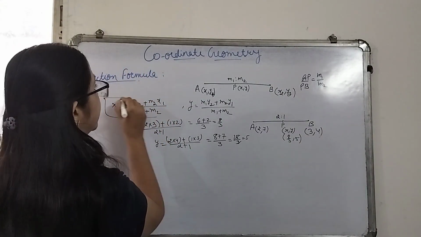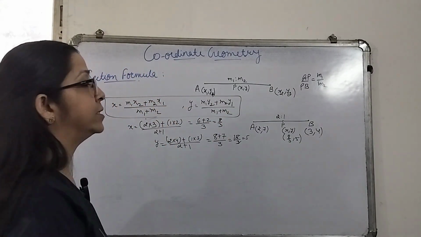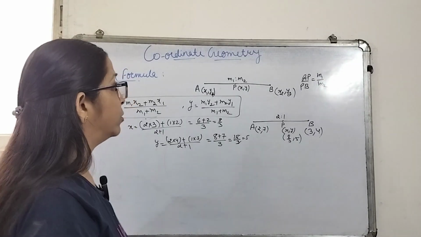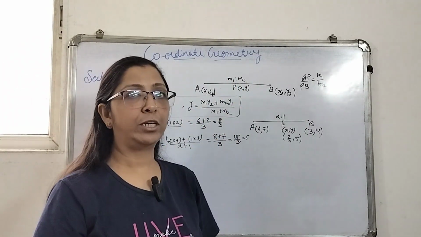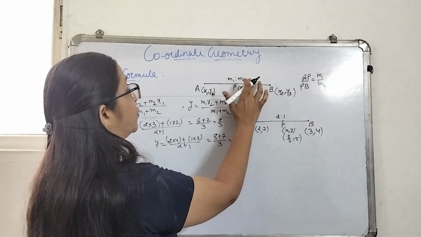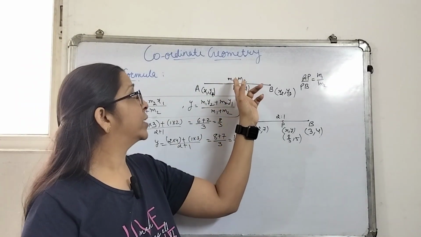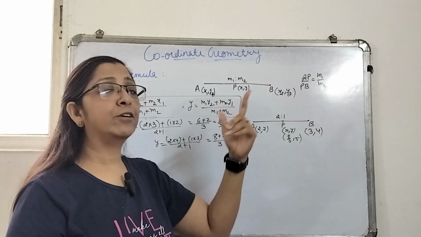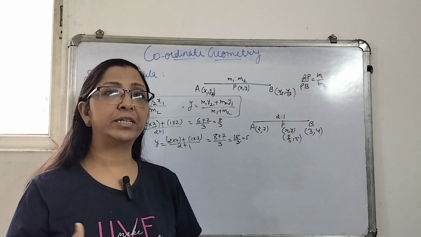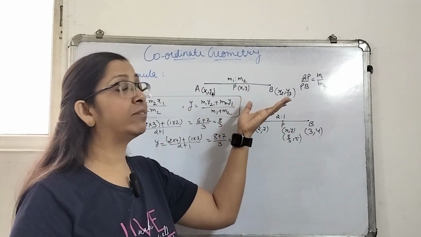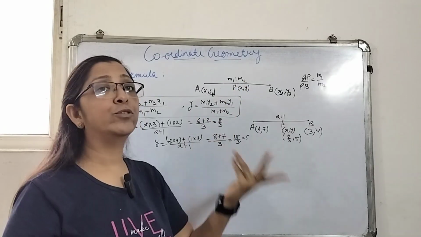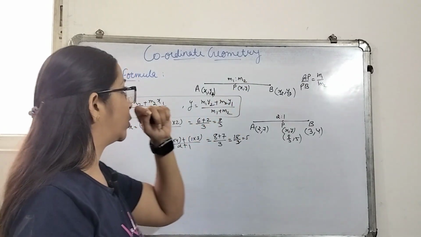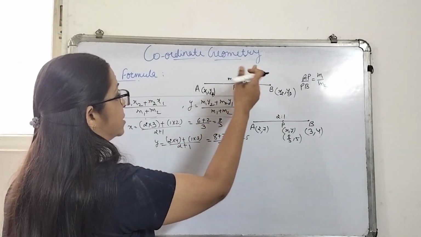This is known as your section formula. Now the special cases of this section formula we will be taking. Suppose instead of two variables, m1 and m2, we want to take only one variable. That is, if it is asked in what ratio a point is dividing the line segment, in that case, instead of two variables, we will be taking only one variable.